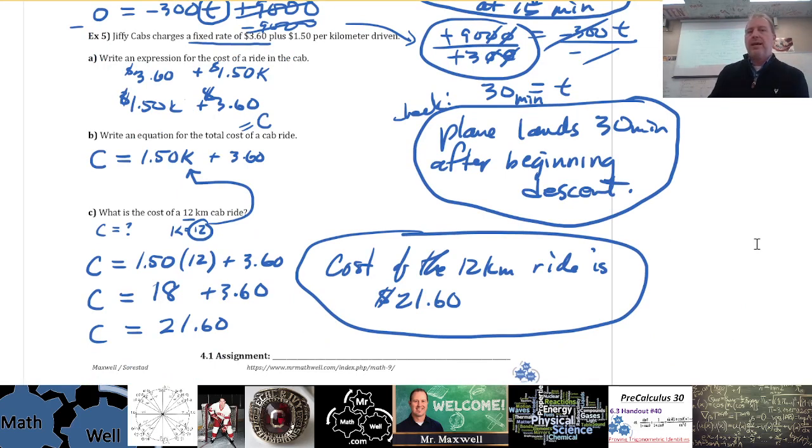The other thing I'll say, the word fixed in fixed rate, that means that this doesn't change. That dollar amount doesn't change. It's fixed, as opposed to variable. And so what changes is this 1.50 times K. That part of the cost changes per kilometer. So the fixed rate does not have a variable attached to it. It's always the same. So no variables with fixed things. Okay?